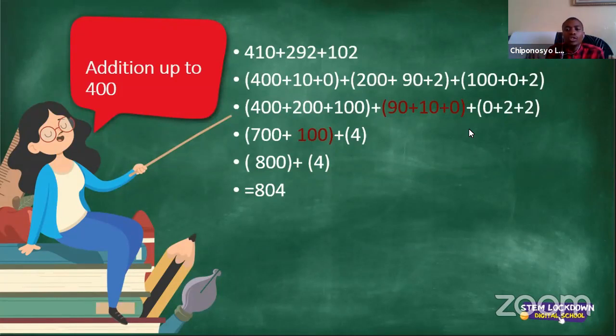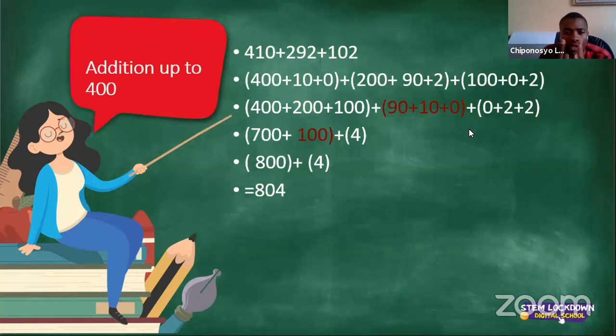Then we add everything together. We add the hundreds together, which is 400 plus 200 plus 100. Then we add the tens together, which is 10 plus 90 plus 0. Then we add the units together, which is 0, because 410 didn't have a unit, plus 2 plus 2. So it's 0 plus 2 plus 2. We go to the next step now.